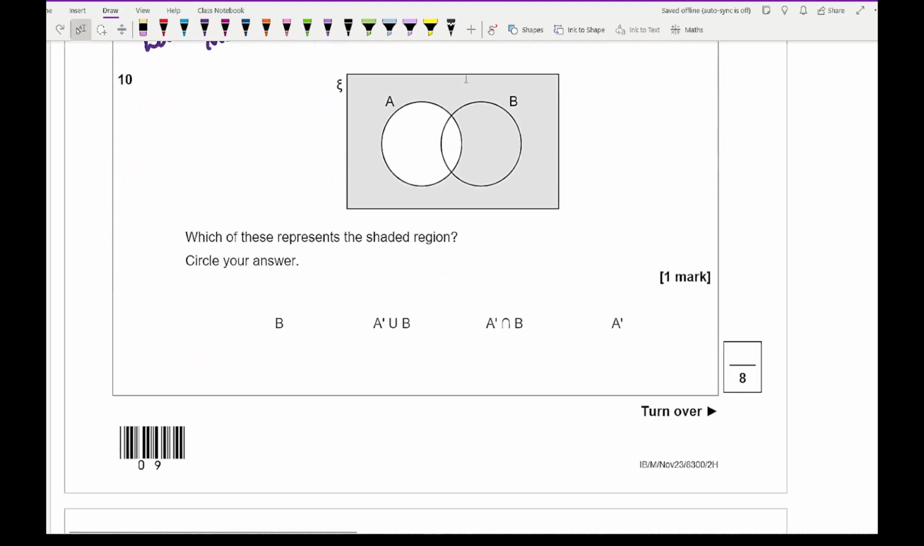Moving on to question 10, it says which of these represents the shaded area? Well, looking at this, everything is shaded apart from A, so we don't want A, and so the option we need to select is our fourth option.